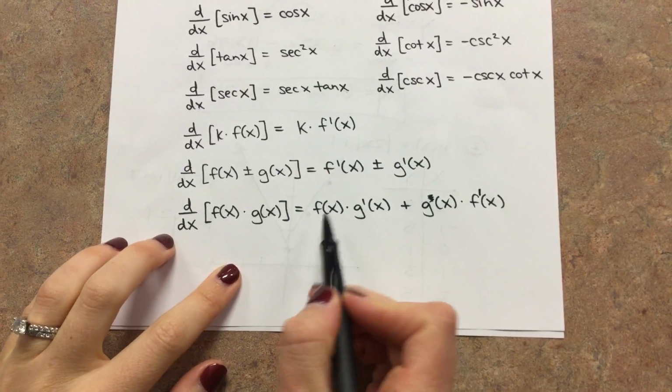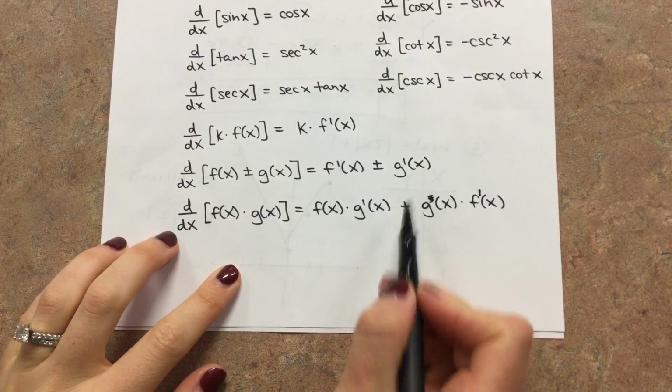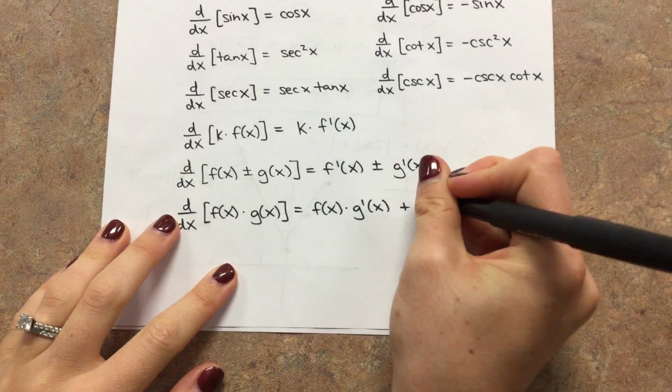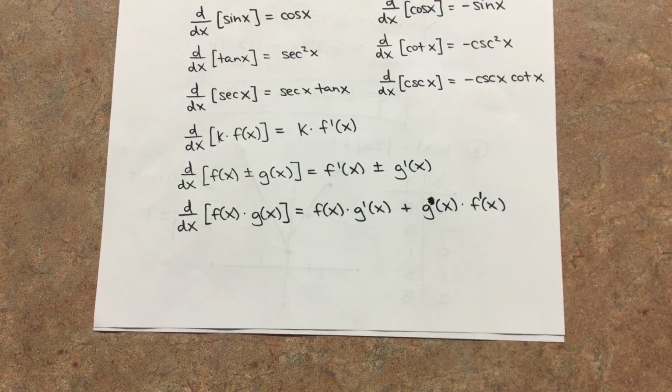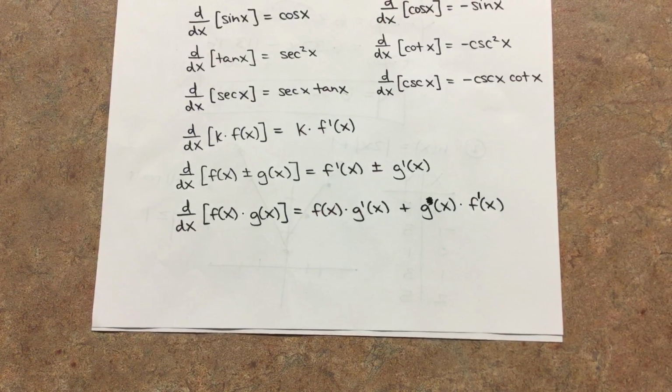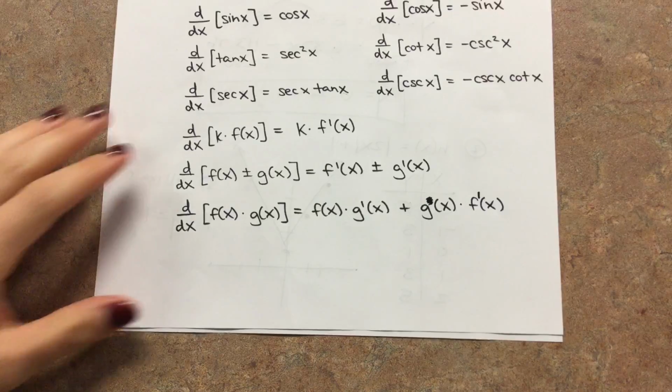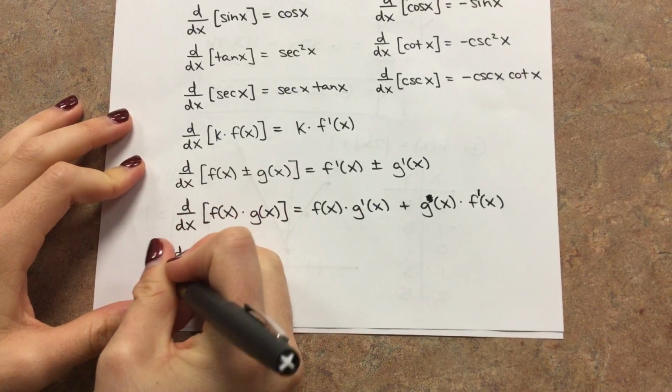Okay, so first times the derivative of the second, and then the second times the derivative of the first. Okay, so no prime there, just a regular g of x. Okay, do you feel better now? There we go. There it is. Okay, and then quotient rule.